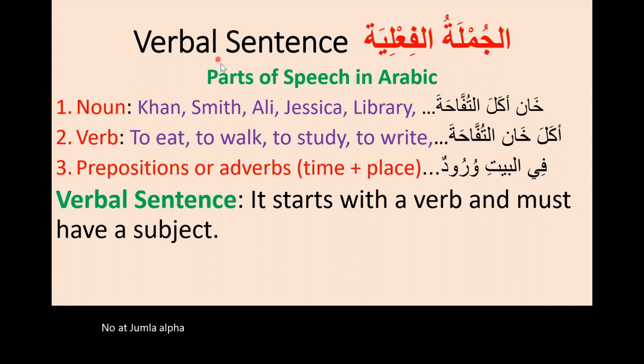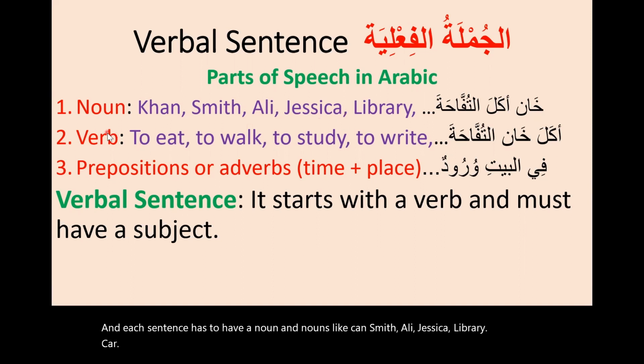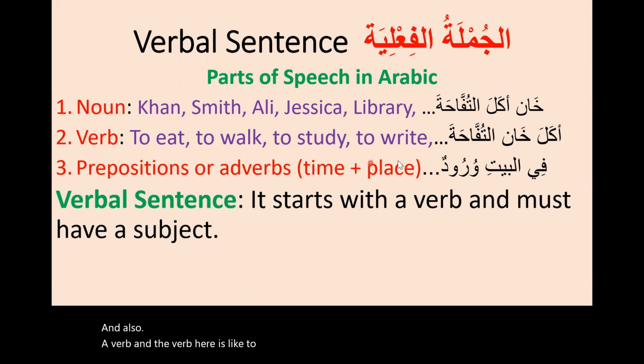الجملة الفعلية, verbal sentence. Parts of speech in Arabic consist of three parts. Number one is a noun, and nouns are like Khan, Smith, Ali, Jessica, library, car. Number two is a verb, and verbs are like to eat, to walk, to study, to write. And number three is a preposition or adverbs. Adverbs could be adverbs of time or adverbs of place.